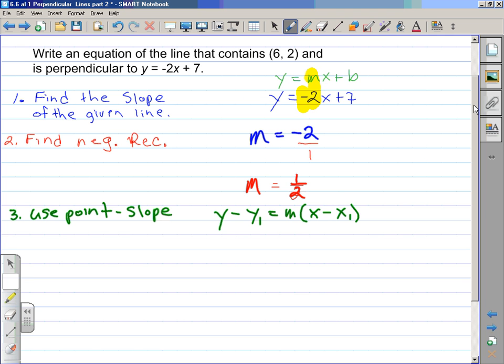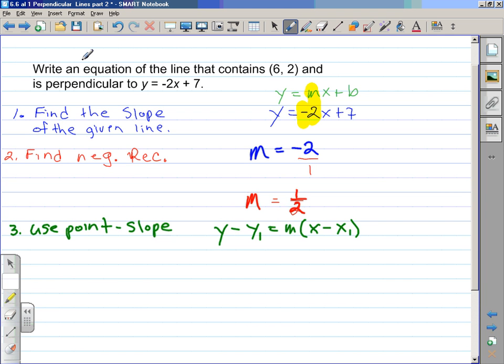We're going all the way back to the top of the problem where it says write an equation of a line that contains (6, 2). Well, this is our x1 and our y1, as it has been for the past 4 lessons. So we're going to write this down and we're going to substitute the numbers in. y minus, y1 in this case is 2, so y minus 2 equal to the slope 1/2 times the quantity x minus x sub 1. x sub 1's all the way up here, which is a positive 6.